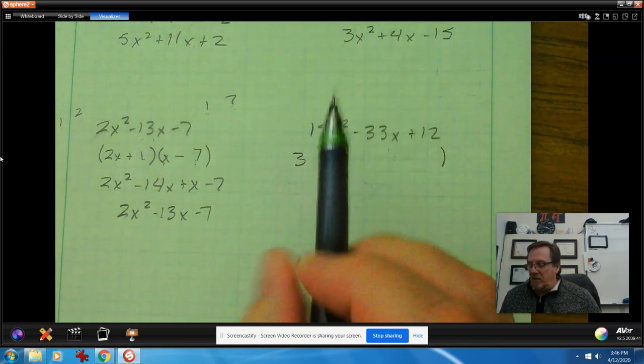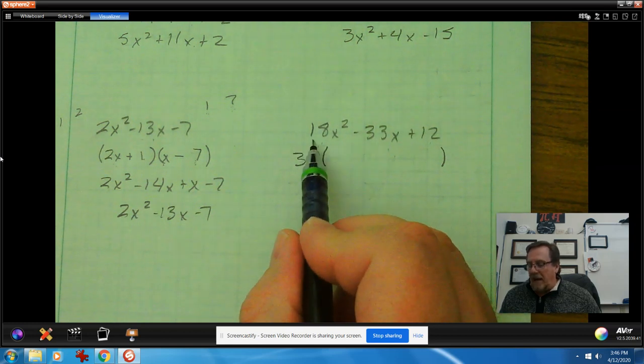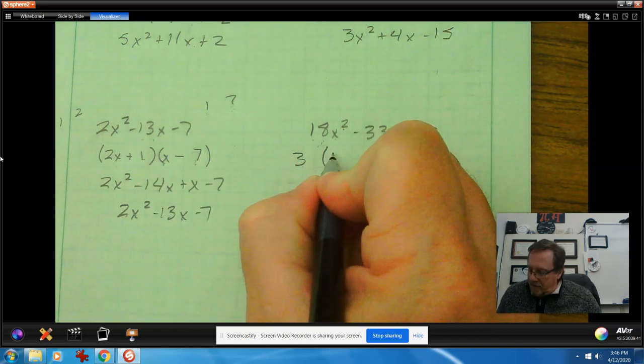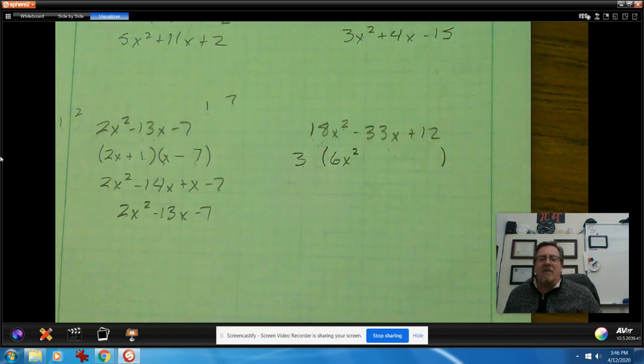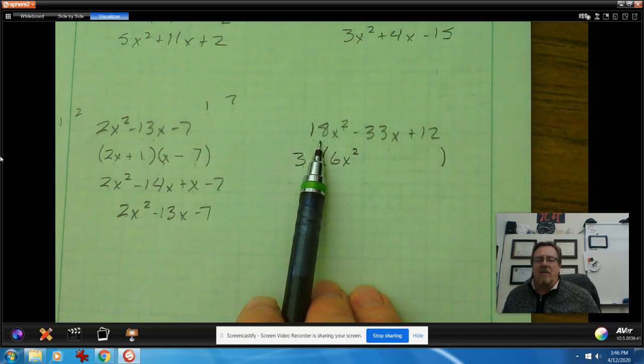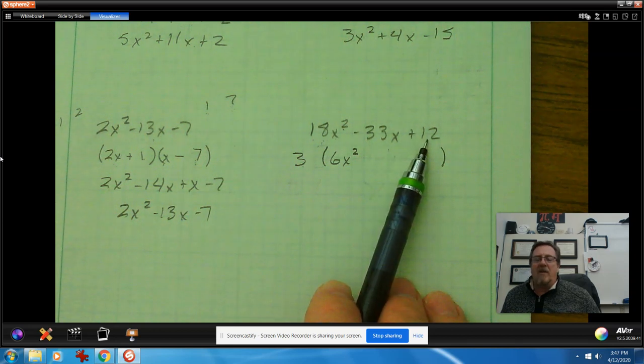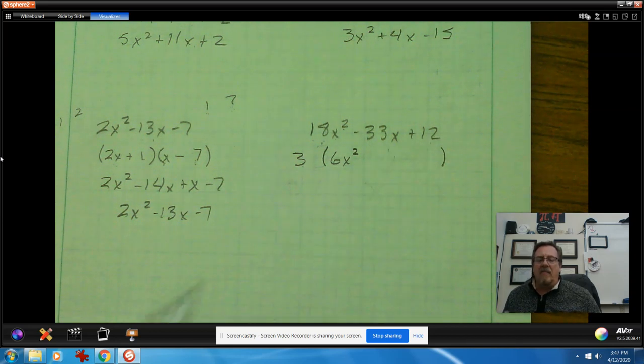And to do that, all I do is divide each of the terms by 3. So if I had 18x squared divided by 3, I'd get 6x squared. Now, some of you are going, well, how did he know that 3 was in common with all of them? Well, I looked at 18, and I noticed that 18 is divisible by 3. I looked at negative 33 here and noticed that that's divisible by 3, because it's 3 times 11. And then I looked at 12, and I noticed that that's also divisible by 3. So I'm looking for one number that I can divide each of these by. And the only number that worked out for this was 3.